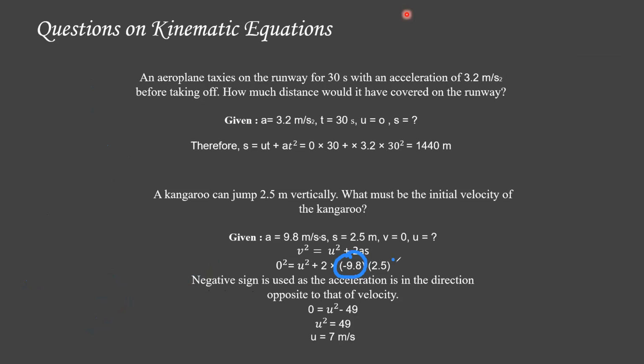And then you do nothing but solve this. You multiply 9.8 and 2.5. You get 0 is equal to u square minus 49. You put 49 over here. You get u square is equal to 49. The root of 49 is nothing but 7 meters per second. So you get the answer: u is equal to 7 meters per second.